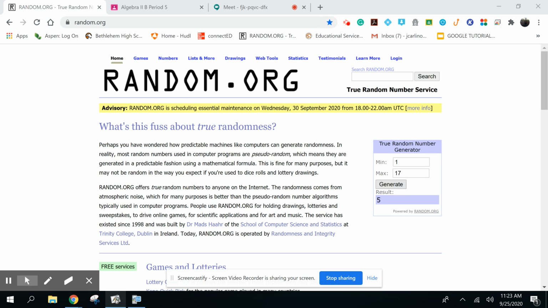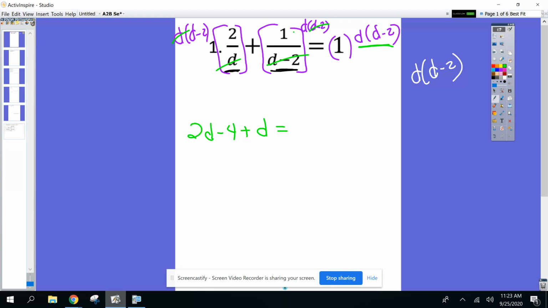Okay, here we go. Going back home. Ella, what's that right side going to look like then if I can't cross anything out? It would still be d times d minus 2. D times d minus 2. Go ahead, distribute. D squared minus 2d. Good.